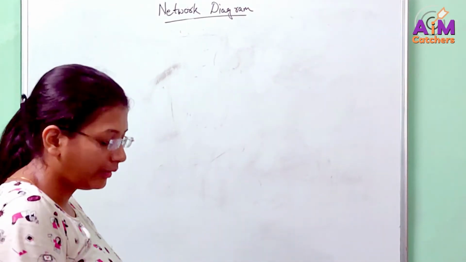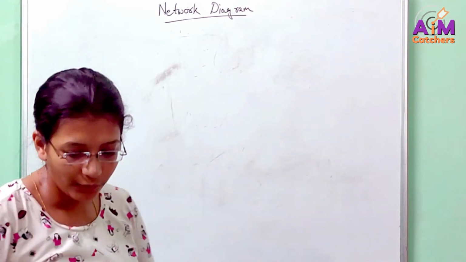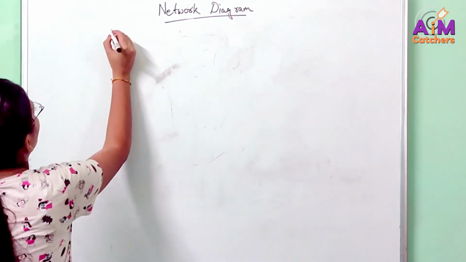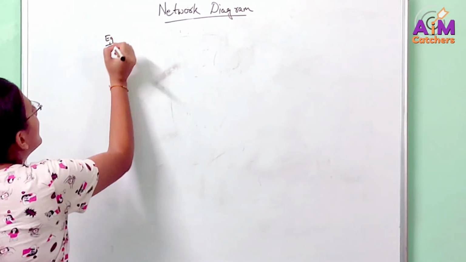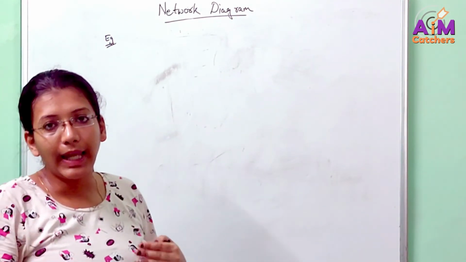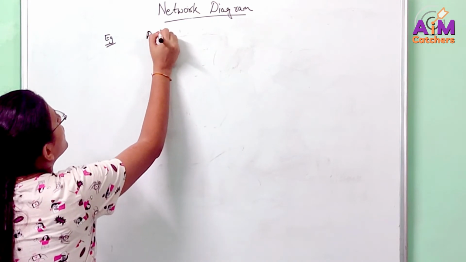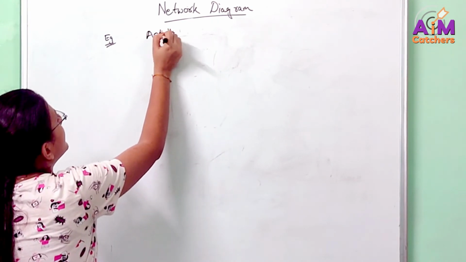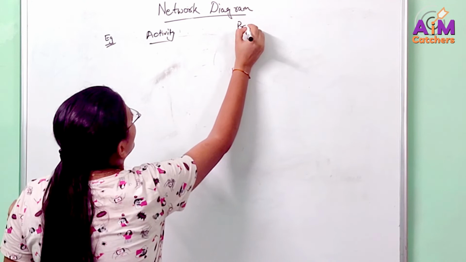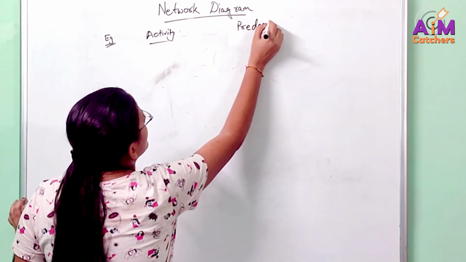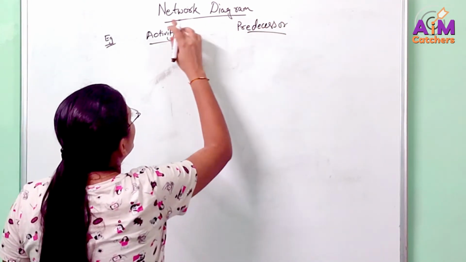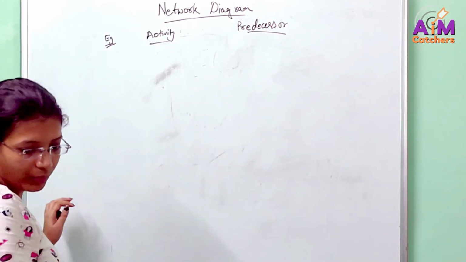So let's take another example. In this type of question, the question is in a different pattern again. In this you will get the activity and the predecessor activity. So we will have the activity here and here we have the predecessor. The activity before this activity. Okay.